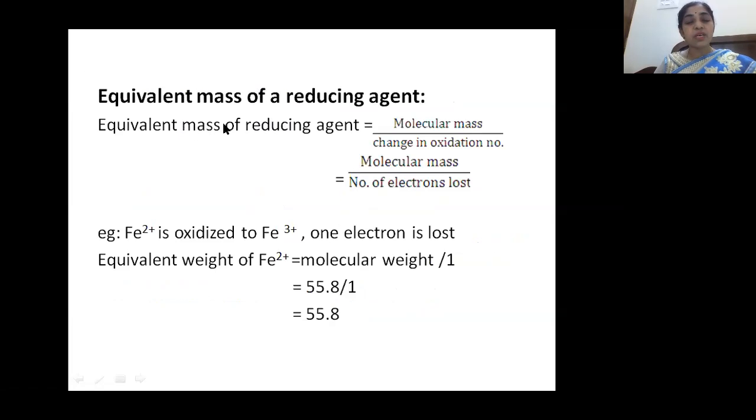Similarly, equivalent mass of reducing agent is given by molecular mass by change in oxidation number, or you can consider molecular mass by number of electrons lost. So in the same reaction, Fe2+ is the reducing agent and it is oxidized to Fe3+, where it has lost 1 electron. So the equivalent mass of Fe2+ is molecular mass by 1. Its molecular mass is 55.8 by 1, which is 55.8.